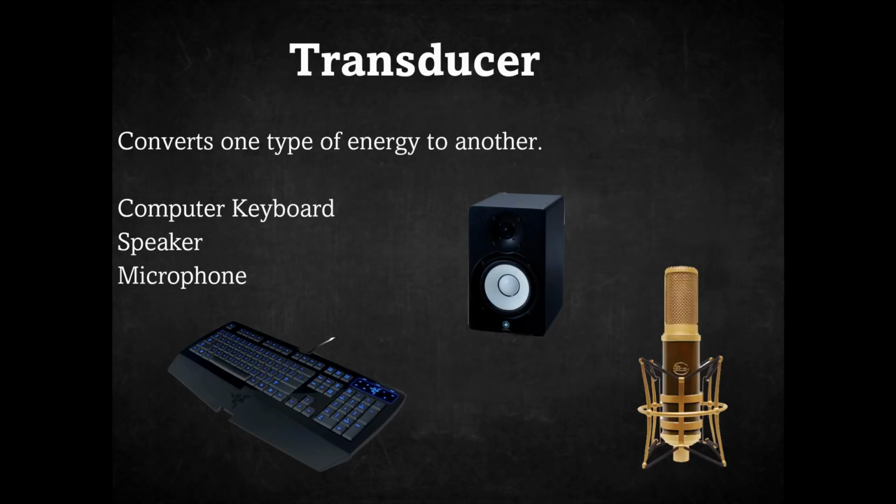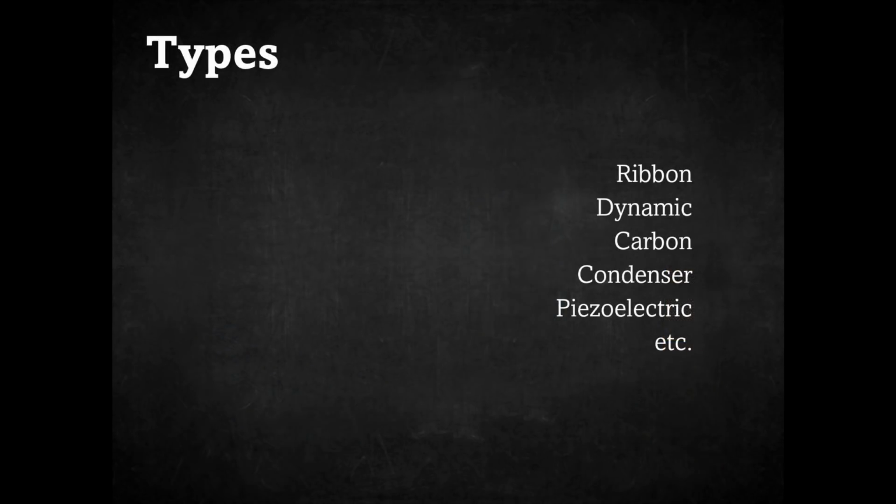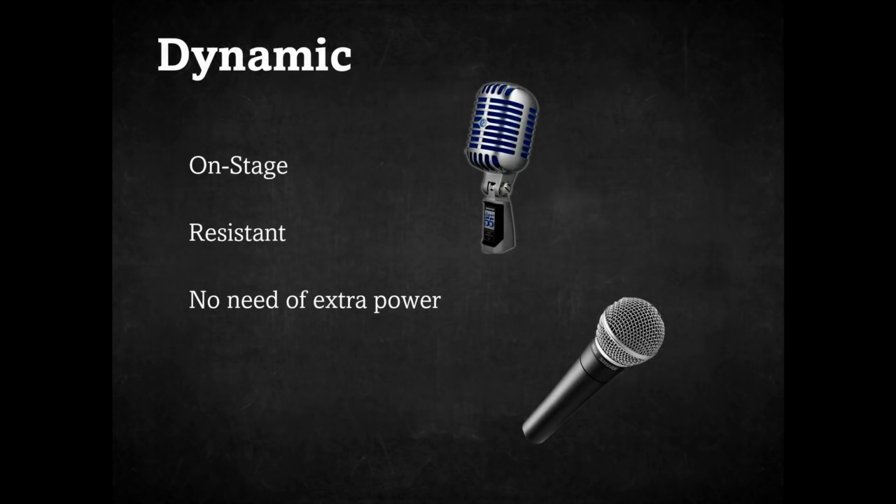This is known as an audio signal. There are many types of microphones. The first one is the ribbon, which is pretty fragile. The dynamic is more resistant. The carbon microphone was used long ago by the army, for example. The condenser microphone or the piezoelectric microphone. We're going to talk about the dynamic and the condenser.